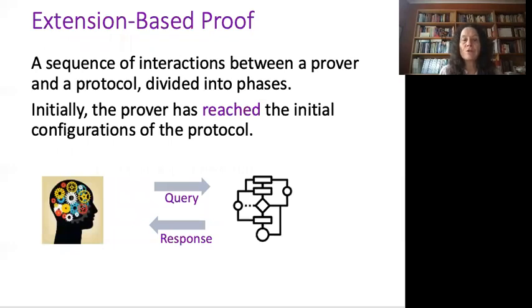An extension-based proof is a game between a prover and a protocol, which the prover is trying to show is incorrect. The prover repeatedly asks queries, and the protocol responds to them. The prover's queries can be chosen adaptively based on the responses it gets from the protocol. Initially, the prover has only reached the initial configurations of the protocol.